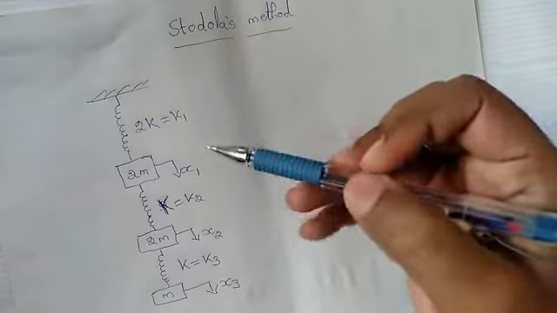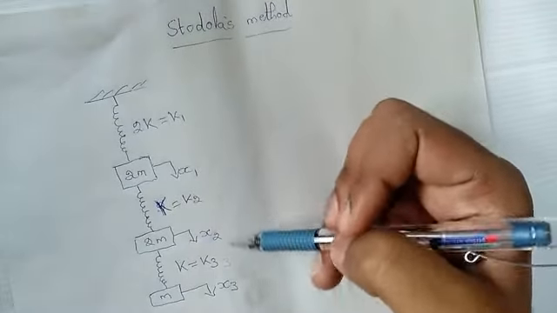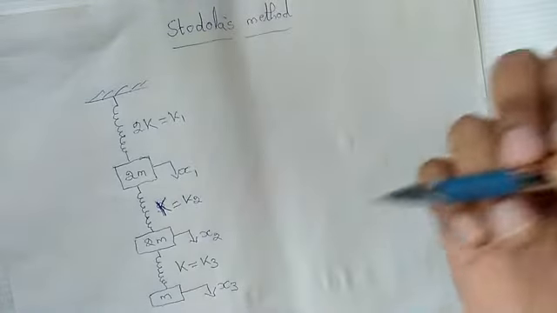Today we'll discuss Stodola's method. This is to find the natural frequency of a multi-degree of freedom system and also to find the mode shape. So here we see a multi-degree of freedom system problem where x1, x2, and x3 are the displacements. So it's a 3 degree of freedom system.